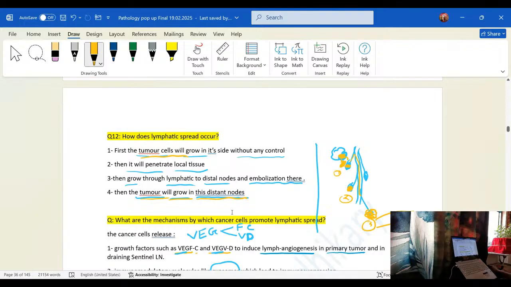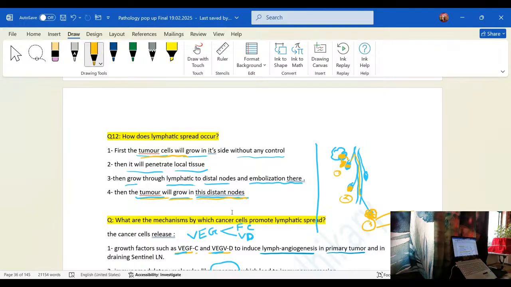How does lymphatic spread occur? First, the tumor cells grow at their site without any control. Then they penetrate the local tissue. Then they grow through the lymphatics to the distal node, with embolization there, and then the tumor grows in the distant node.